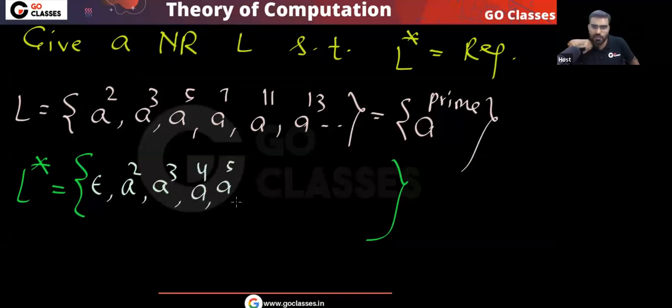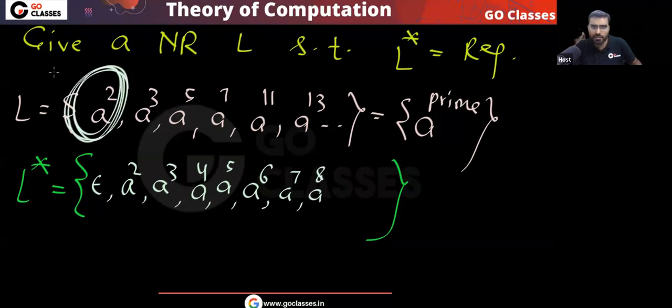You will have a power 5. Will you have a power 6? Yes, a power 3, a power 3. Will you have a power 7? Yes, a power 7. Will you have a power 8? Yes, a power 8. Take it 4 times: a power 2, a power 2, a power 2, a power 2. Will you have a power 9? Take it 3 times.